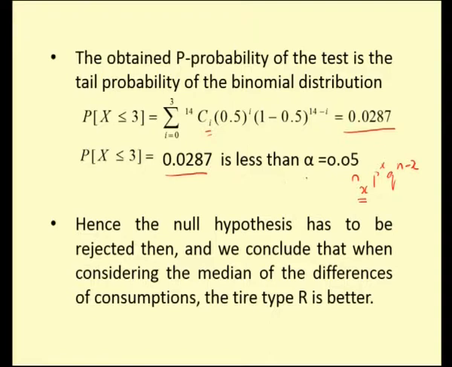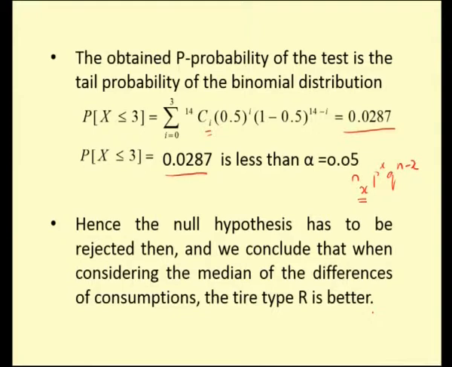So here, 0.0287, you find that this is less than 0.05. Remember that you are comparing the probability value, hence under the p value the null hypothesis has to be rejected. As I discussed earlier in the procedure, if the calculated value is lesser than the table value, the hypothesis is rejected, otherwise it is accepted. Hence we conclude that, considering the median of the differences of the consumption, tire R is better.